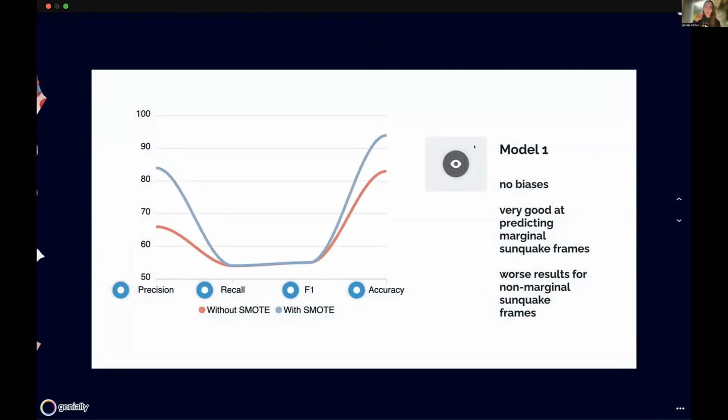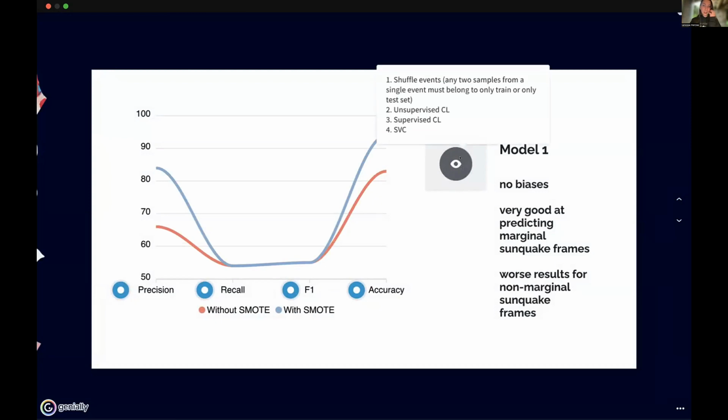We focused on two main models, one that had no external influence and one that did have some external influence. I will start with the one without any influence. This one had metrics that were not so good, but actually, if we looked at the results, we noticed that this model was very, very good at predicting marginal frames. So the transition frame from non-Sunquake to Sunquake and the transition frame from Sunquake to non-Sunquake, the beginning and endings.